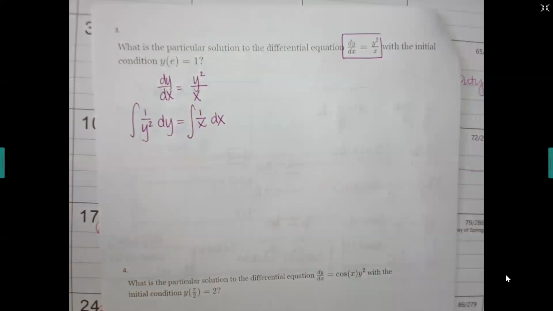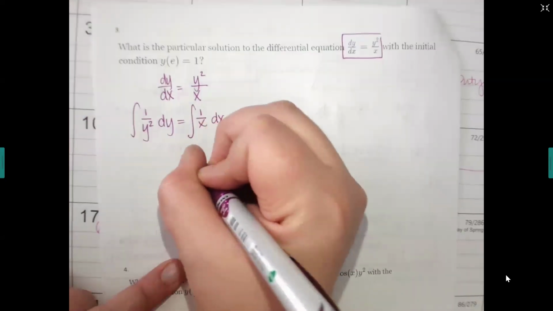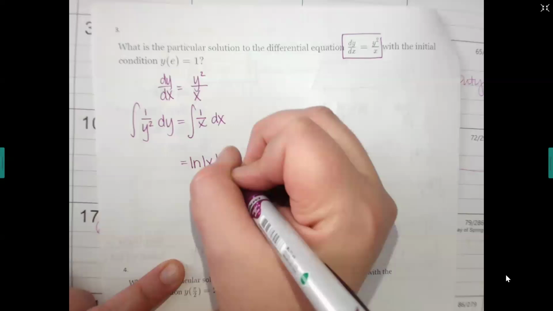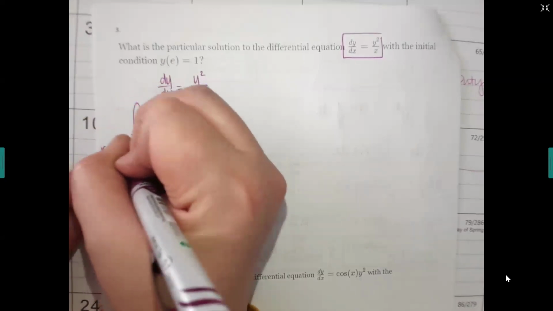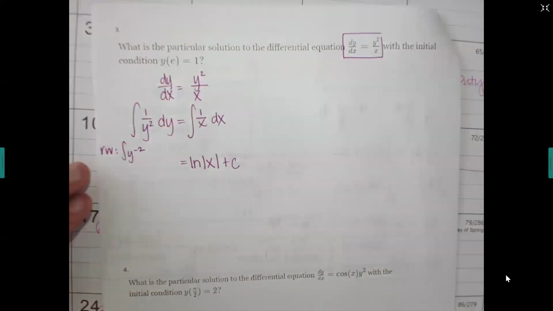Now, one of these is special. 1 over x has its own special rule. What's the antiderivative? Natural log absolute value x plus c. Okay, however, this is not an ln, and here's why. It's not 1 over y, it's 1 over y with a power. So I need to take my y squared and rewrite it as a power. What power will I use? Y to the -2. Very good.